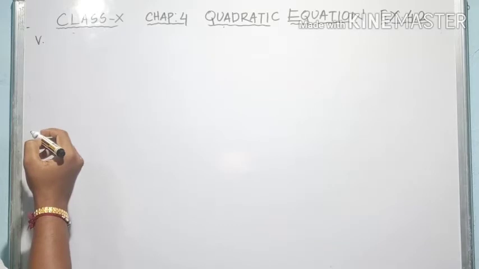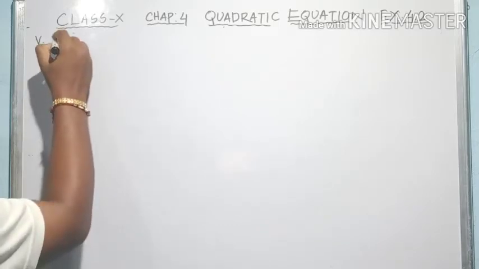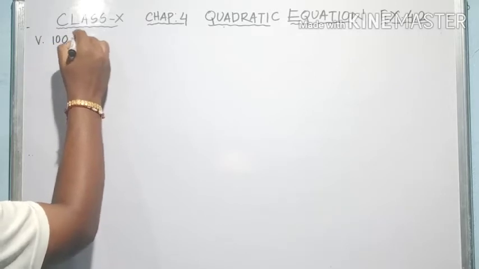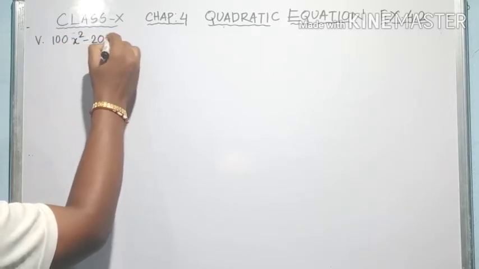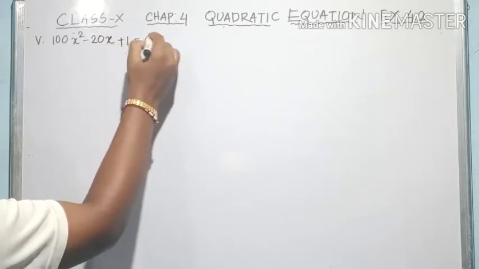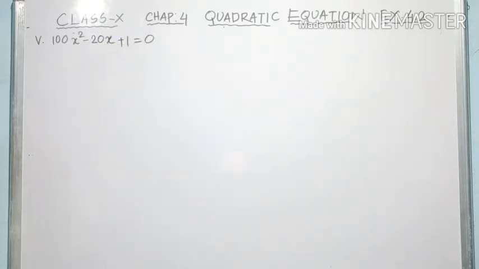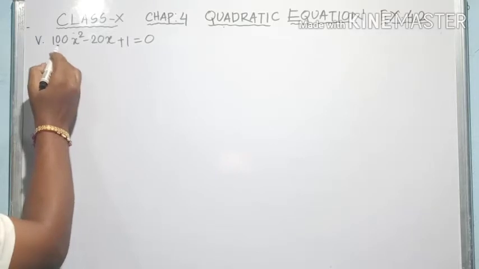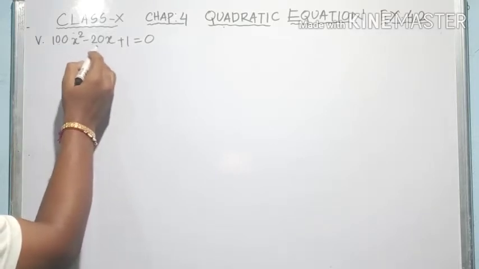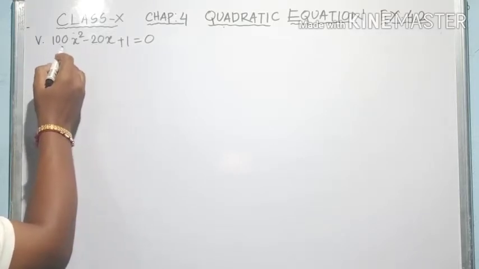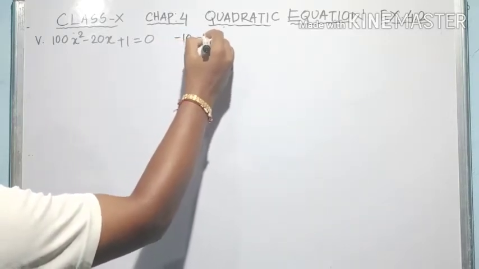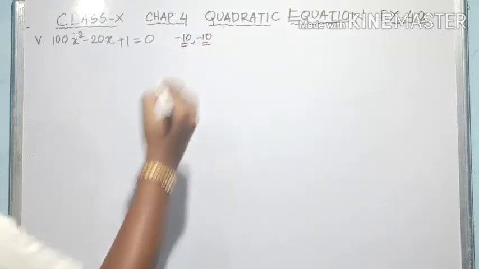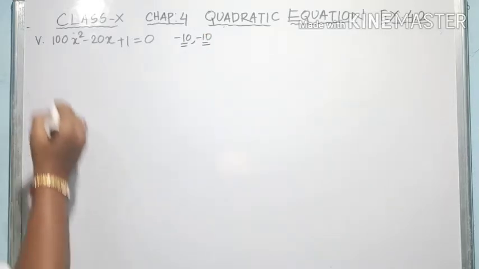100x square minus 20x plus 1 is equal to 0. So you have to find the two integers such that their sum will be minus 20 and their product will be 100. That is minus 10, minus 10. These are the two possible integers.